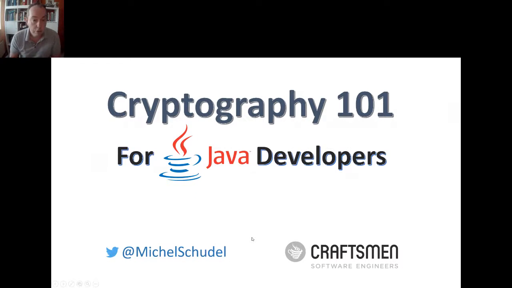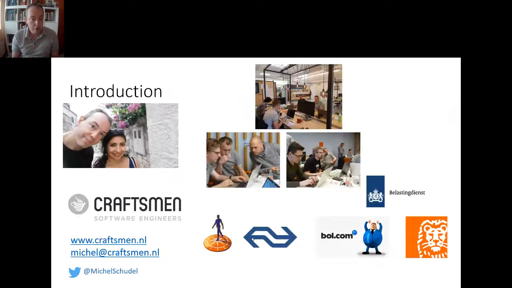So welcome to Cryptography 101 for Java developers. I'm Michel Schudel. I'm from the Netherlands. I work for a software company called Craftsman. We have a lot of consultants doing all kinds of interesting IoT stuff, and we work at a variety of clients. Namely the Rabobank is the bank where I'm working for, the Dutch Railways, bol.com, which is a big retailer in the Netherlands, Dutch ING, and also Dutch IRS.